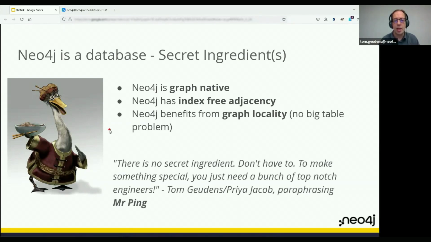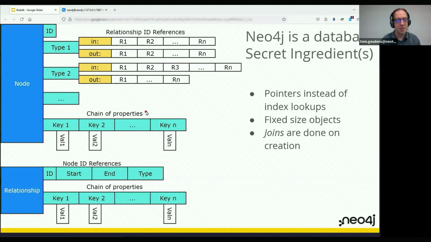So yeah, there really is no secret ingredient. What is needed is a bunch of good engineers solving hard problems. Right. Cool. So yeah, talking of engineering, this is what that could look like. This is a horrible slide.